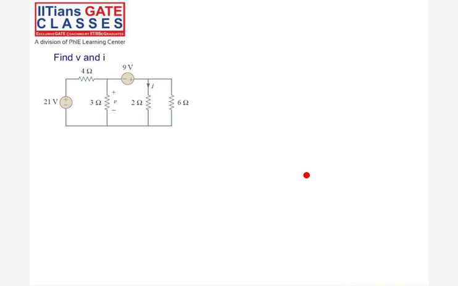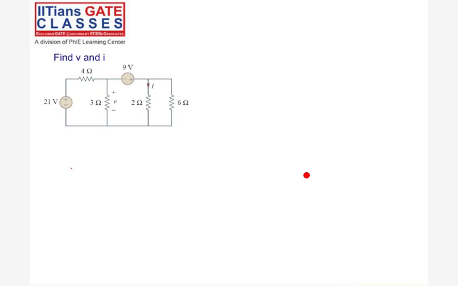A voltage source between two non-reference nodes is a super node, right? Yes, this is a super node. So how do we do this?